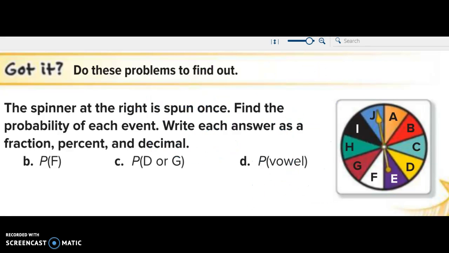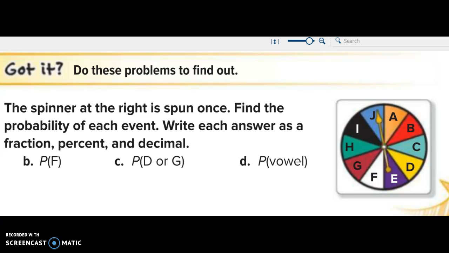At this point, I want you to do Got It B, C, and D in your book. Pause the video. When you get Got It B, C, and D done, go ahead and push play again so that you can check your answers.